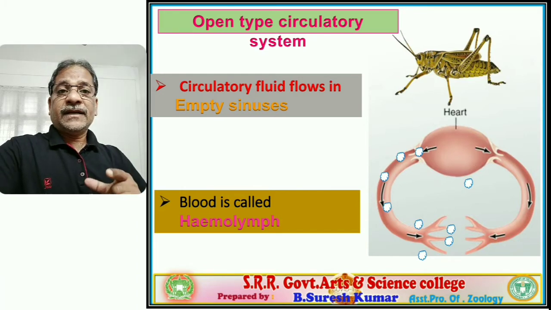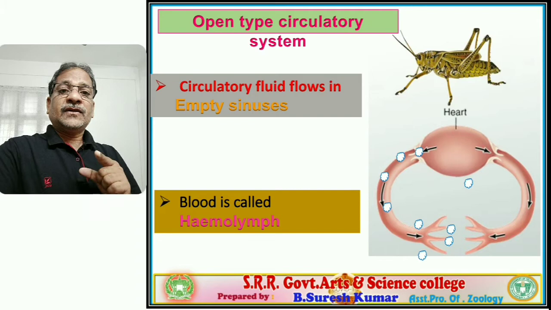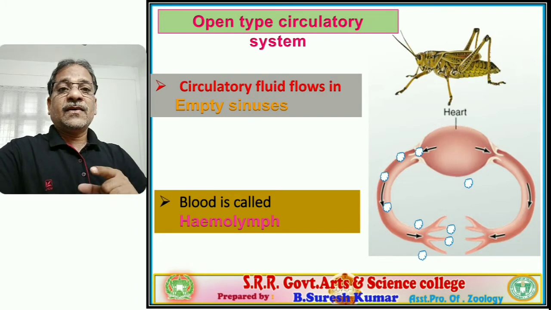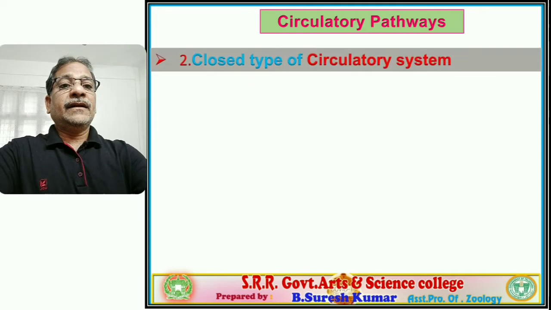Why is it termed hemolymph? In insects, the blood is without color, whitish in color. So that's why the blood is called hemolymph. Right. Next, let us see one more pathway, that is the closed type of circulatory system.